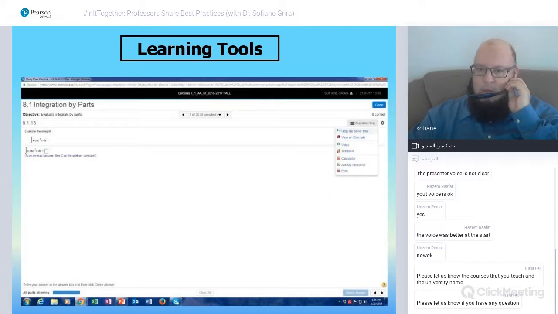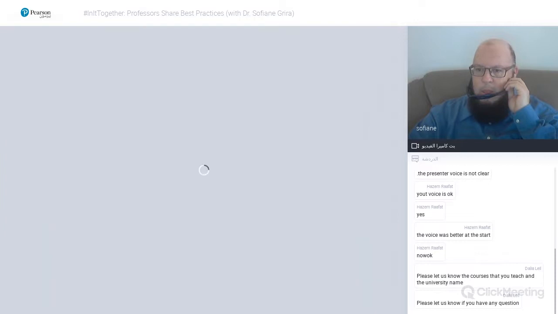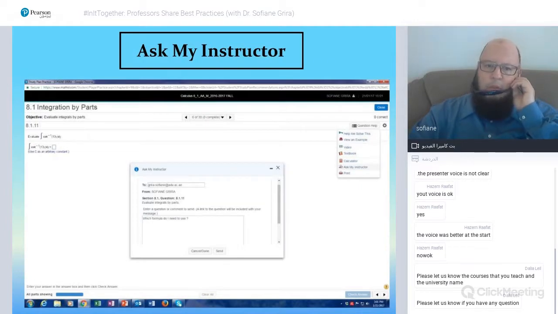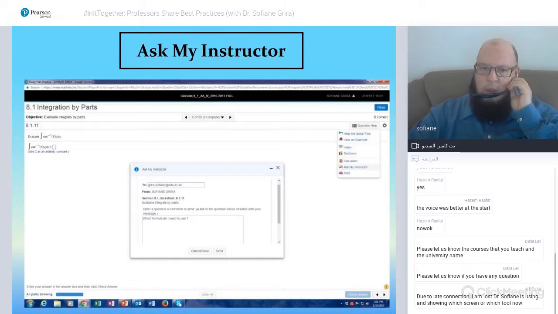Then there is ask my instructor, which I also like. When the student has a question regarding this problem, the student does not need to write out the problem, because when he clicks ask my instructor, the instructor will get a link related to this question. So there is no need for the student to write the question. The question will be sent automatically. This is what I was talking about. Here in the box, the student will write, and the question will be sent to the faculty.